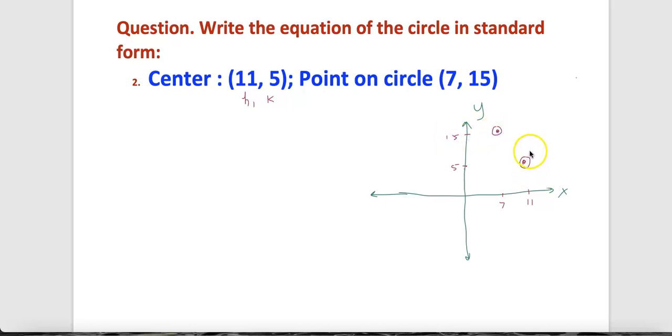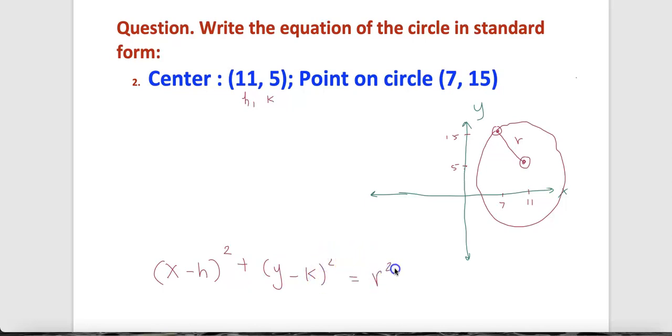Okay, so this is your radius and this is a point on the circle. So this will be your radius. And if I'm drawing a circle, it will be going somewhere like this, and this will be a circle. All right, so the equation of the circle in standard form is x minus h whole square plus y minus k whole square is equal to r square.